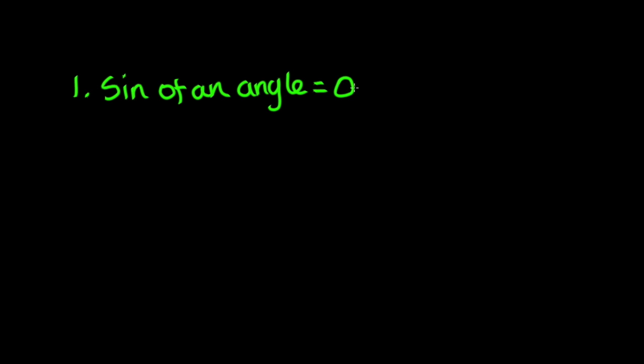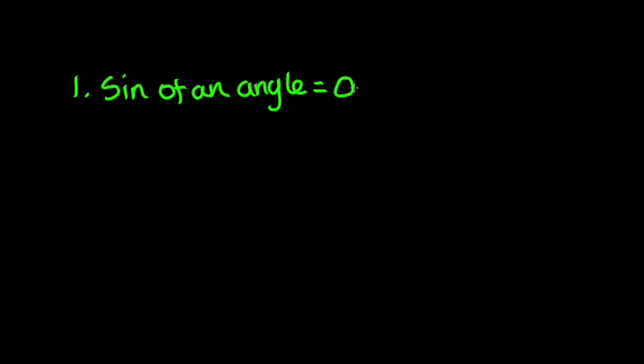The final thing we are going to do today are the problems that tell us to name all the angles that make the statement true. Let's look at the following problem. It says sine of an angle equals 0. So when is this the case?